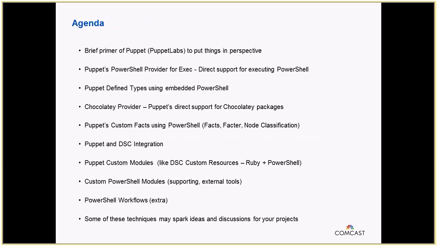Custom modules, doing a little bit of mishmash with Ruby and PowerShell. Underneath DSC, of course, is PowerShell, right? But under Puppet, you have Ruby. So we'll do an example of showing how we can actually use both languages to configure Windows. I'll also go through some custom PowerShell modules. These are modules that I wrote to help with the automation, and we're going to see a lot of different techniques there. If we have some time, I'll cover a little bit about PowerShell workflows.